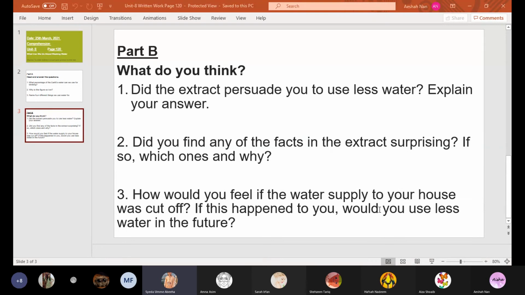Teacher, we will write I would feel very uncomfortable, and what do we write after that? If the water supply to my house was cut off. I would feel, because in the question it's there would, so you have to use would only. I would feel uncomfortable if the water supply to my house was cut off, full stop. To avoid shortage of water, I would use less water in the future.